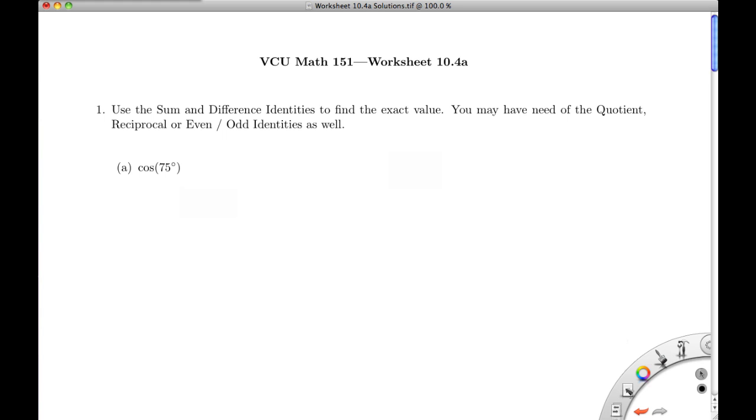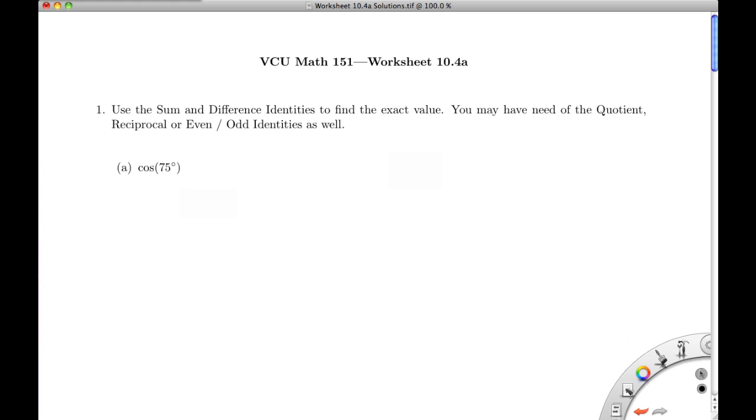So for number one, we're told that we're going to use the sum and difference identities to find exact values of the sine and cosine function. So these are going to be instances where we're asked to find the sine and the cosine of an angle which we're normally not used to using in terms of reference angles that we've used so far. So we have to kind of redefine them in a way that we can find exact values, rather than having to go to our calculator.